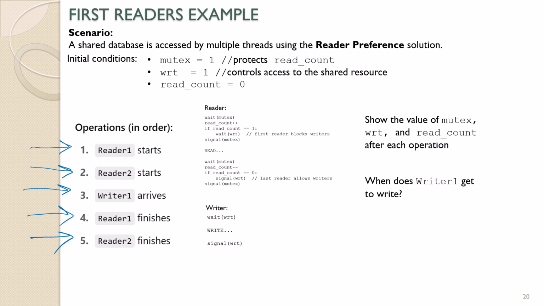Okay, so what do we want to find out? We want to show what is the value of mutex and what is the value of WRT after each operation. So when the reader starts, what are those values? When this reader starts, what are those values? When this writer arrives, what are those values? When does the writer get to write? Does the writer get to write right when they arrive, or does the writer have to wait? Does this cause starvation?